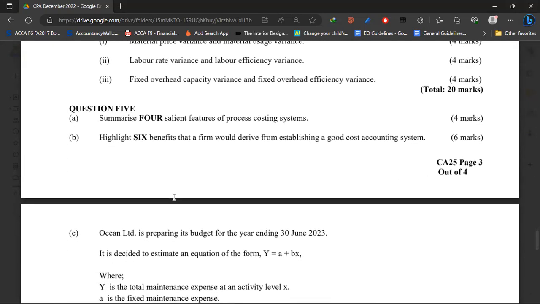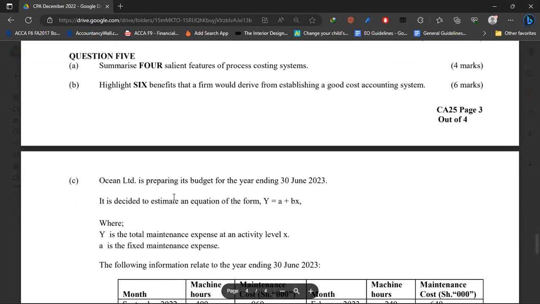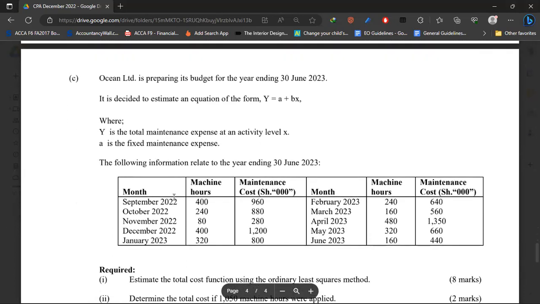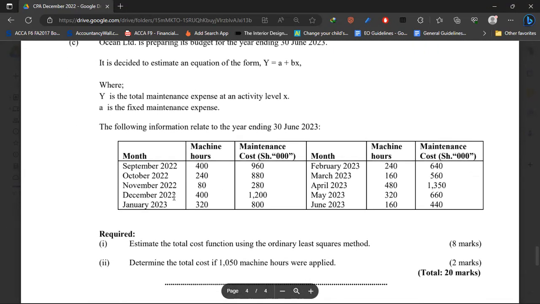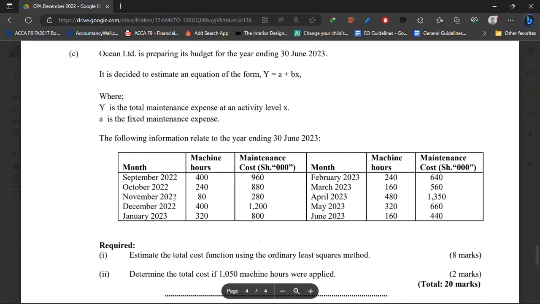Highlight 6 benefits that a firm could derive from establishing a good cost accounting system. I will be able to share that. Someone remind me. So part C of the December 2022, I request someone to read, and I have said Joy should read for us.